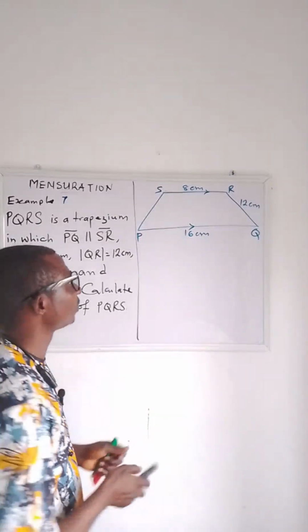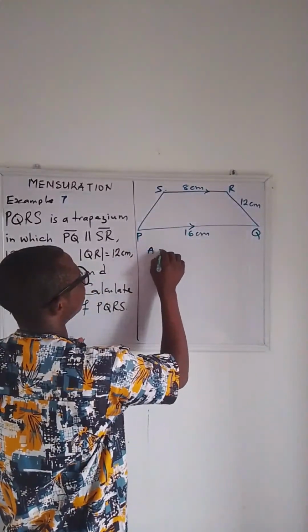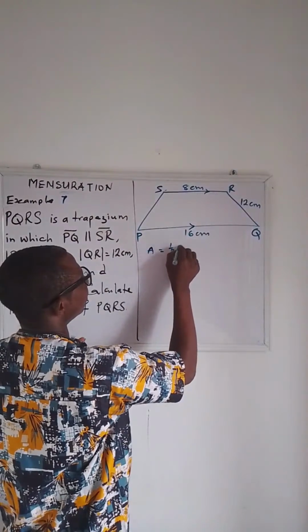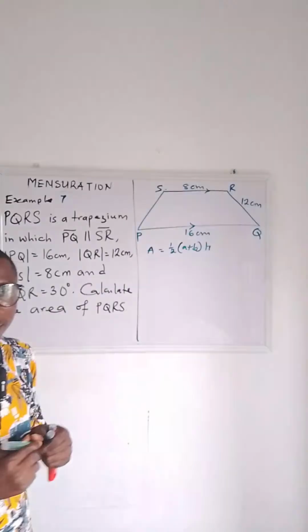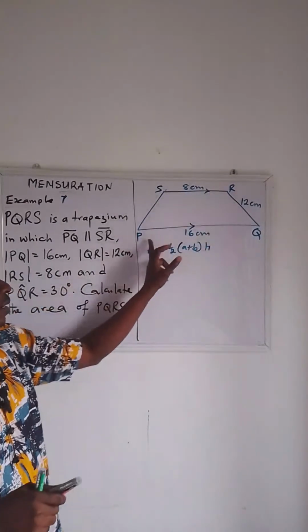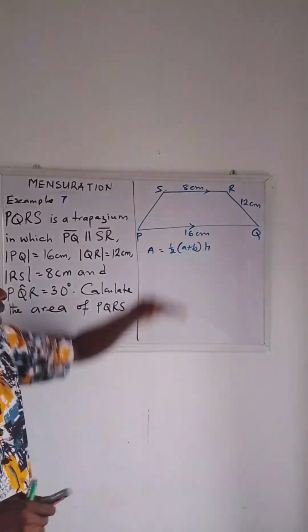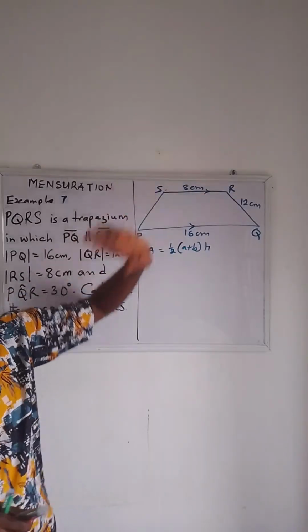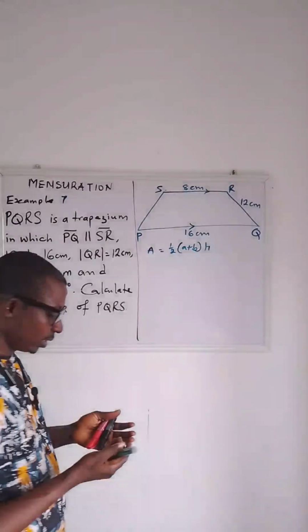Look at the formula. The formula is area is half (A plus B) times height. So what's missing here? What do I need now? I have my A to be 8 centimeter, B 16 centimeter. I need height. So I need the distance between these two parallel lines. So how will I get that?